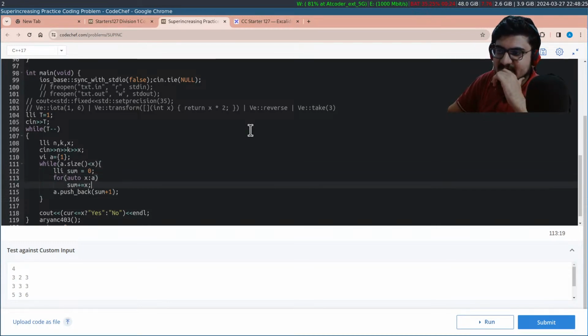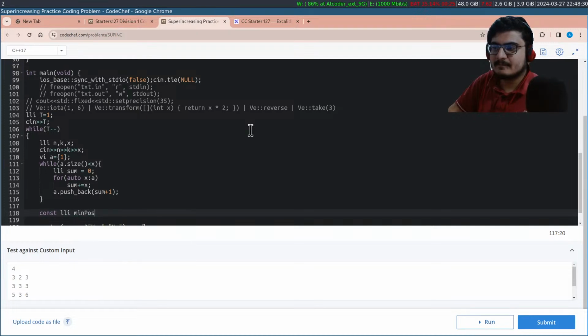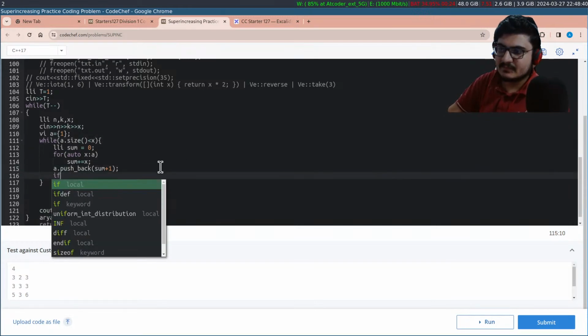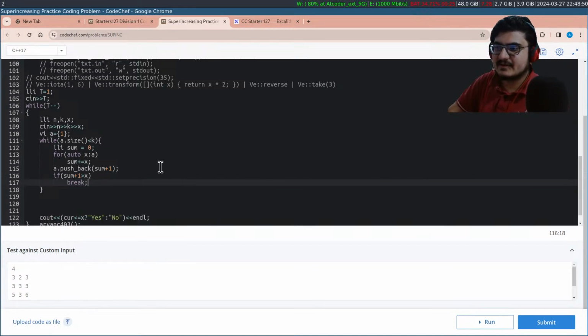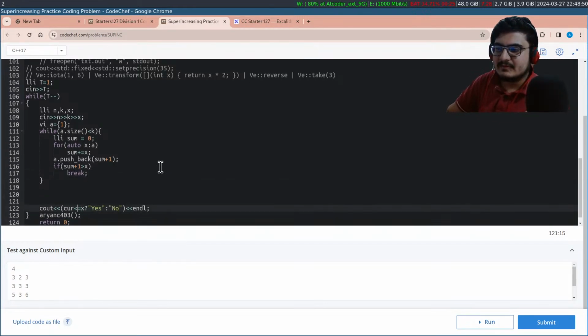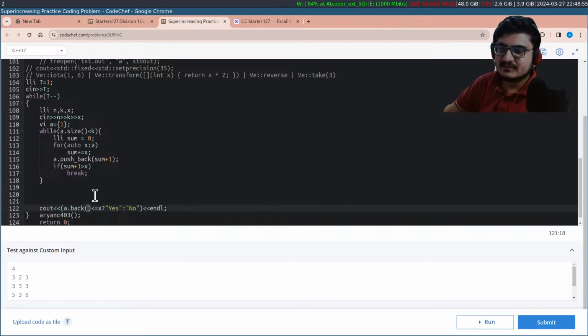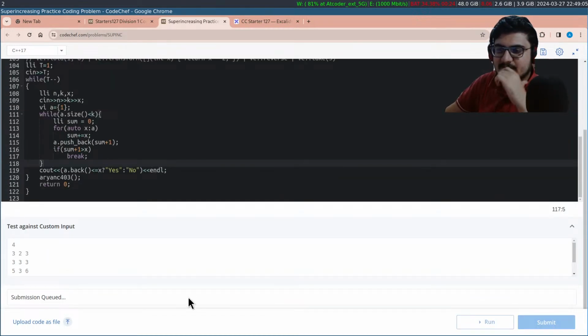And let's just create whatever element we... we can also say, if sum plus 1 becomes greater than whatever, a dot size should be less than k. If the current value becomes greater than k, then we can break again over here. And at last we can check that the last value of a is less than or equal to x. We print yes, otherwise we print no. And that would be the idea for this problem.